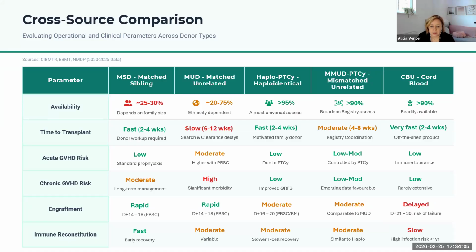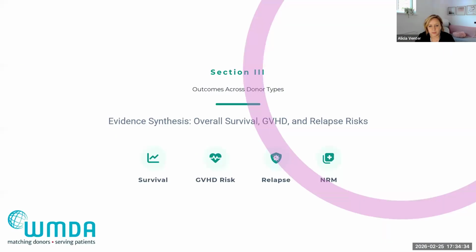This is a very busy slide, and I'm not going to go through it. This is sort of a print and keep in your drawer situation. There's another one like this coming up. So this is really a summary considering availability, time to transplant, GVHD risk, engraftment, and immune reconstitution for each of the products that we just covered. So a little bit of a cheat sheet. I will make sure that Justin has the slides and that he can distribute them. So this is one to keep.